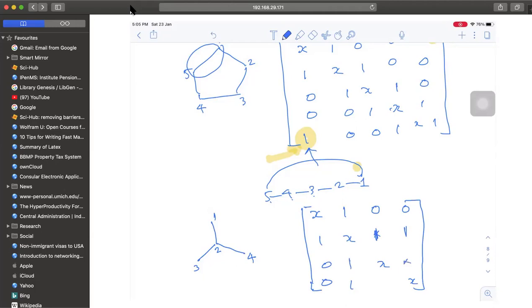This corresponds to which interaction? Interaction between 3 and 4. 3 and 4 is actually 0, so there is no direct interaction. So you have a 0 here, which means that this is a 0 there. So this is the Hückel matrix for that system. Is this okay? Yes, sir. If you have any questions, you can ask me.